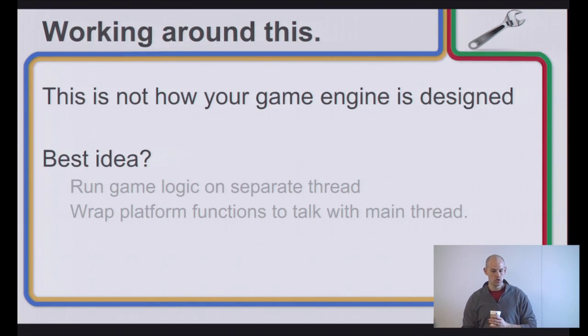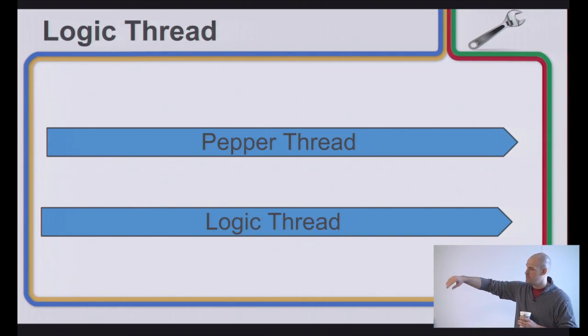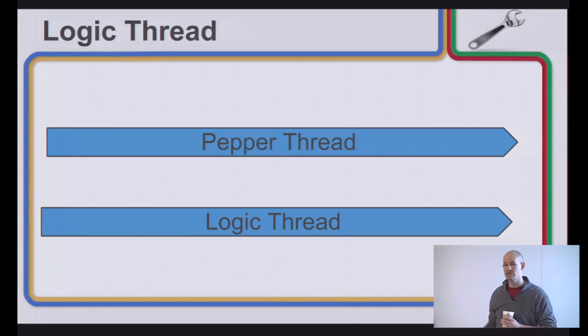Basically what this allows you to do is you wrap all of your platform functions to issue communication back and forth to the main thread. Let's take a look at what that looks like here. So your game has the pepper thread, or the main thread. That spawns off your logic thread. The logic thread is effectively going to run the main loop, while true, update, render, network, update, network, render, do all that stuff, and it's going to just continue doing that on the logic thread.